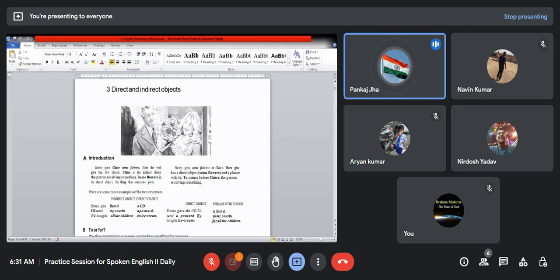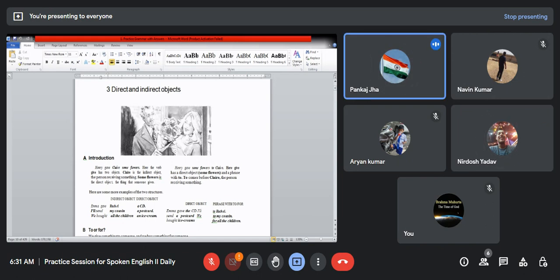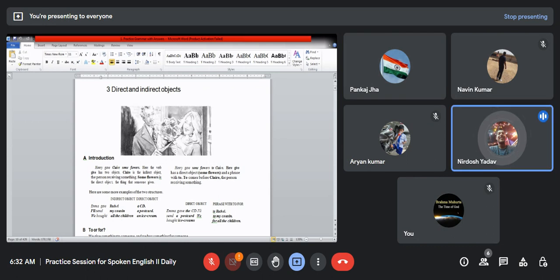Once again start the second side paragraph, then the examples, then we will understand. Actually, I am reading on mobile, so my screen is small. The introduction has two paragraphs. You can move this left and right also on mobile. Henry gave some flowers to Claire. Here give has a direct object, some flowers, and a phrase with to. To comes before Claire, the person receiving something.